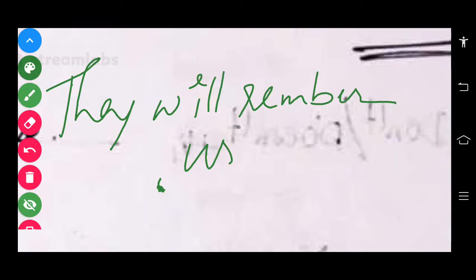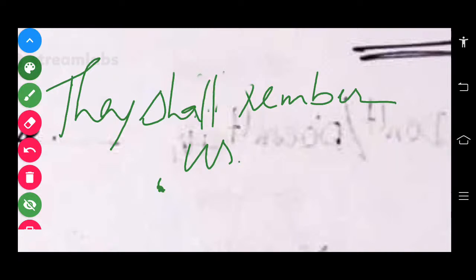I'll tell you. See there. I'll give you one more example. They will remember us. Instead of "will" here, they shall remember. They shall remember us. Okay?